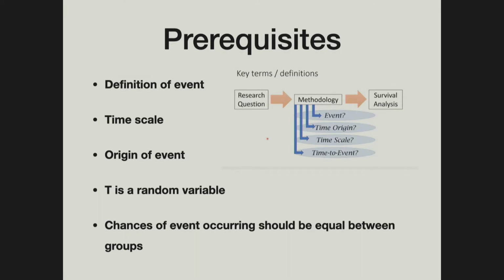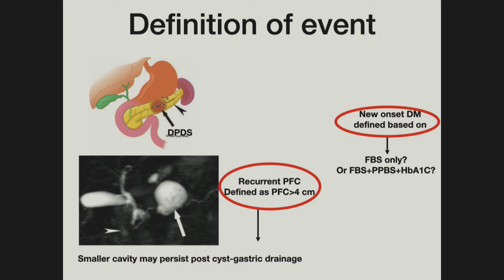You should define the event, define the time scale, the origin of the event, and T is a random variable, and chances of event should be equal between the groups. I'll discuss all of them. Say for example, you defined recurrent pancreatic fluid collection. In our study, we defined it as pancreatic fluid collection more than 4 centimeters, because a 1 or 2 centimeter residual collection may normally be there. You should define new onset diabetes, whether you are diagnosing by fasting blood sugar or both fasting and PP blood sugar or HbA1c. The definition should be clear.